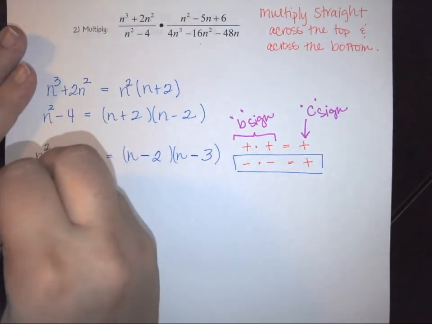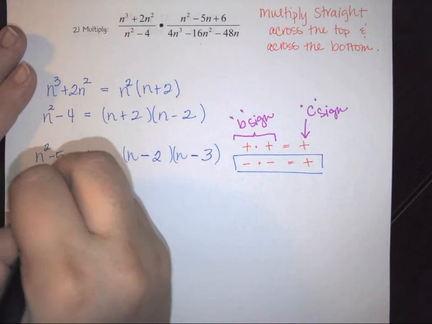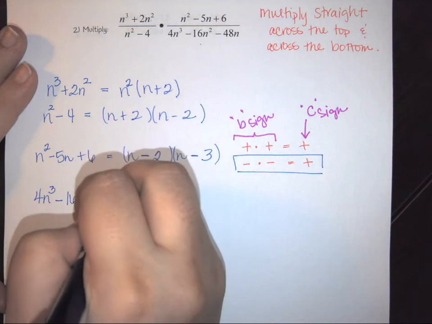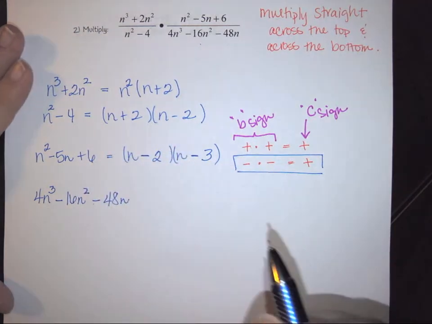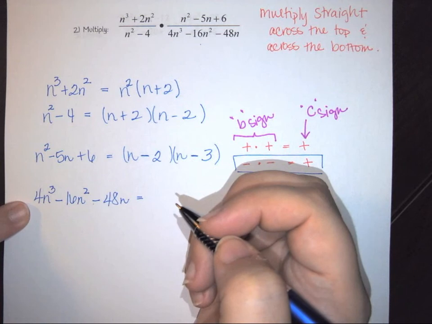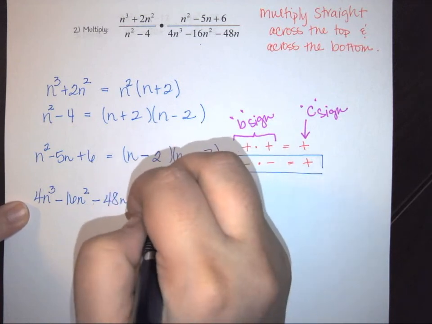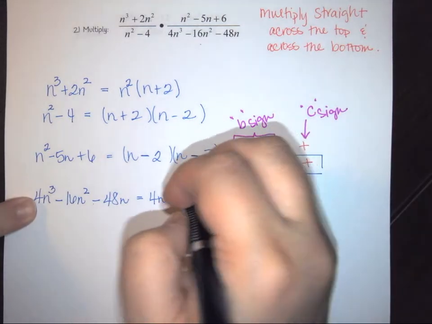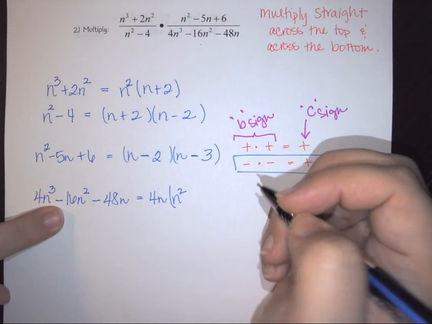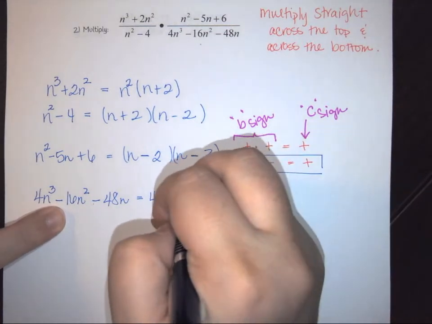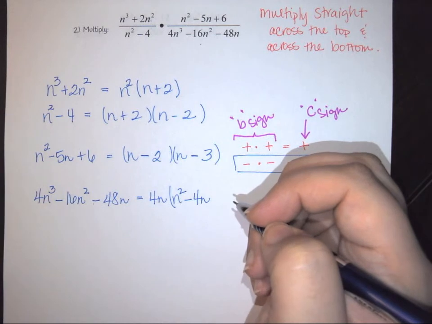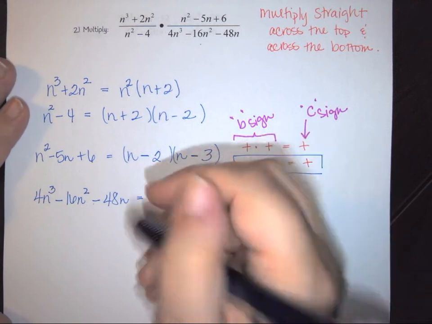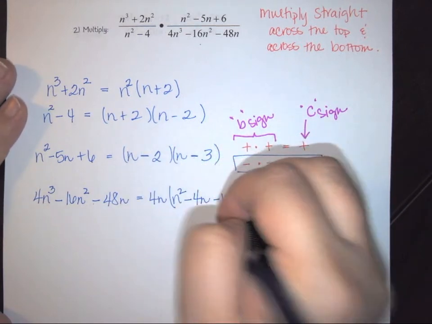And then the last thing I have is 4n cubed minus 16n squared minus 48n. So here, when I look at this, I know that I can pull a 4 out, and I also know that I can pull an n out. So now I have to look at what's left. If I pull a 4n out of my first term, it leaves me with an n squared. Pull a 4 out of my second term, it leaves me with a negative 4n. Pull a 4 out of my 48, and it leaves me with 12. Pull the n out, so I just have the minus 12 here.